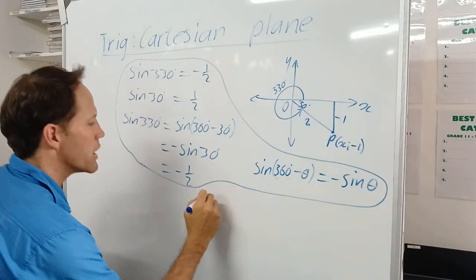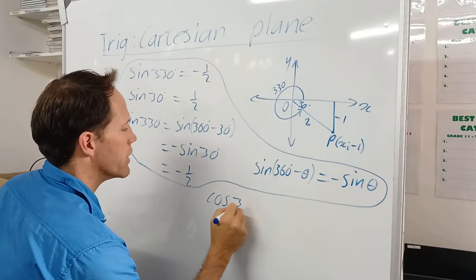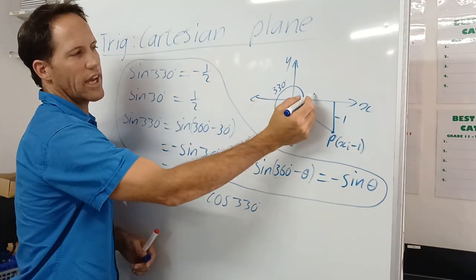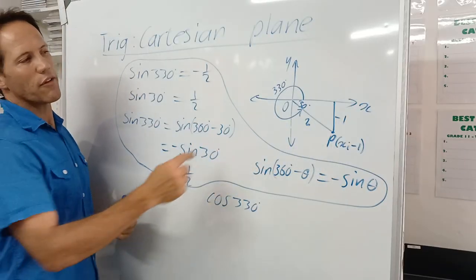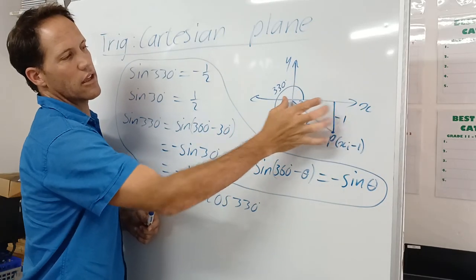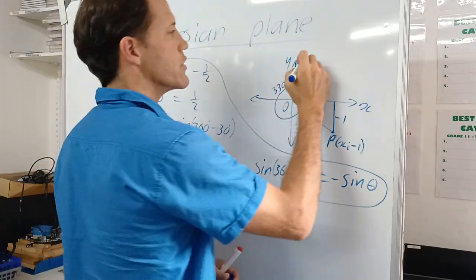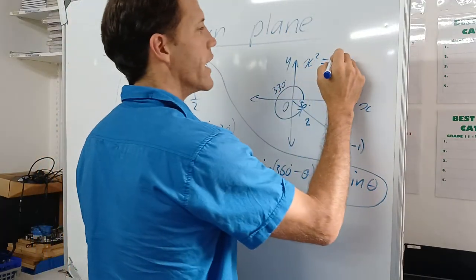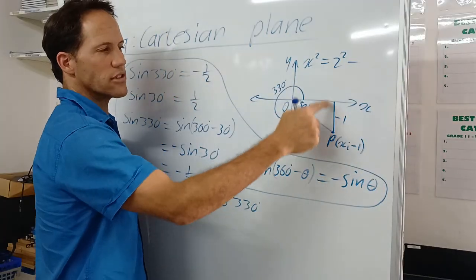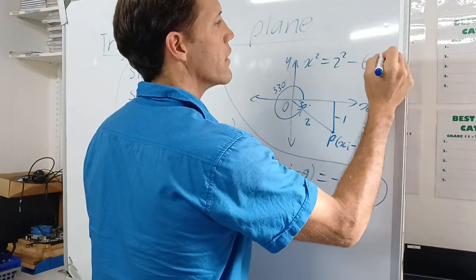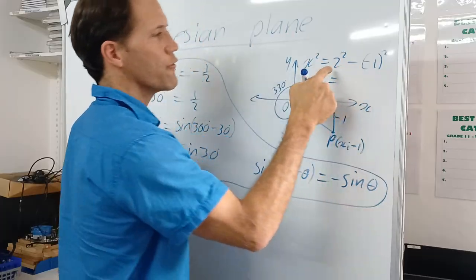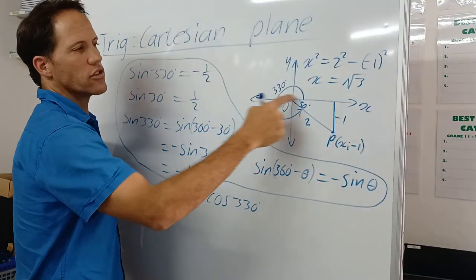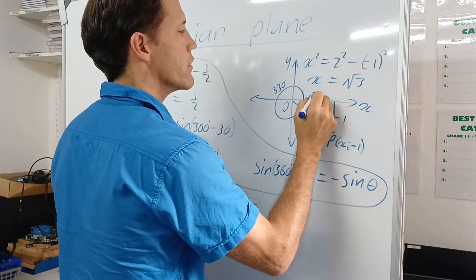Okay, so now let's just quickly look at what cos 330 would be. If I go all the way around, cos 330 is adjacent over hypotenuse. So now I first need to get that side there. To get this side, I have to say x squared equals the long side, 2 squared, minus the short side, negative 1 squared. So then x squared would be 4 minus 1, which is 3. So x would be the square root of 3. So this part here is the square root of 3.